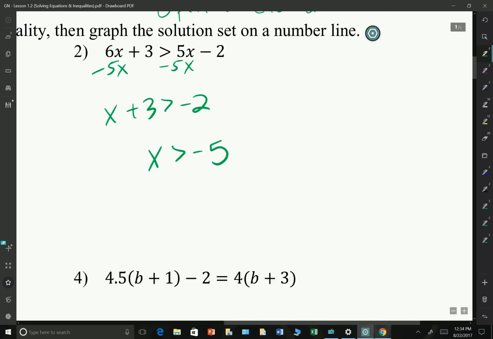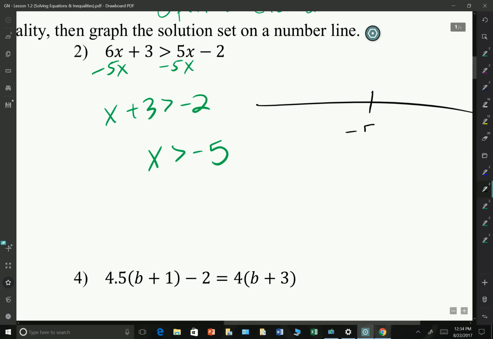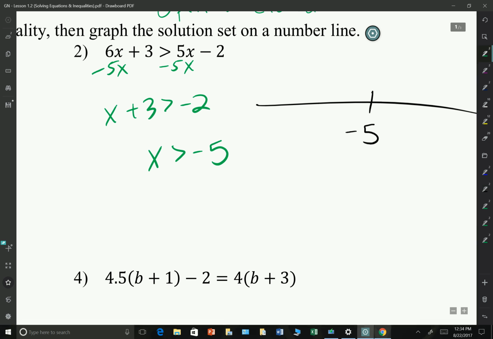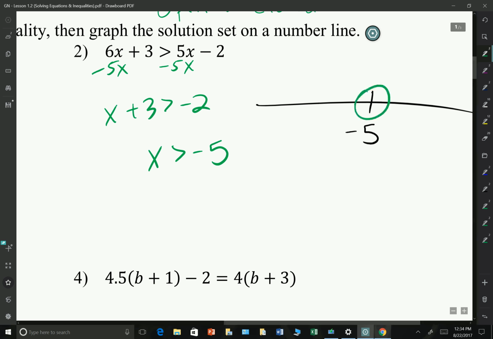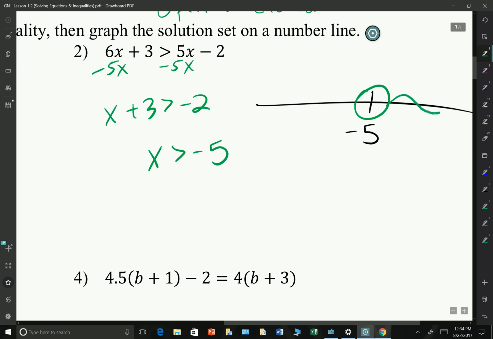So if it's an inequality, graph it on a number line. So here's my number line. Here's negative 5. What type of circle? Open or closed? Open. Negative 5 is not included, so it's an open circle. x is greater than, so which direction do you go? To the right. And there you go.